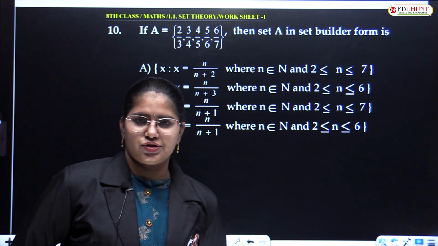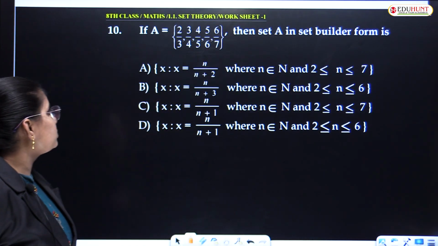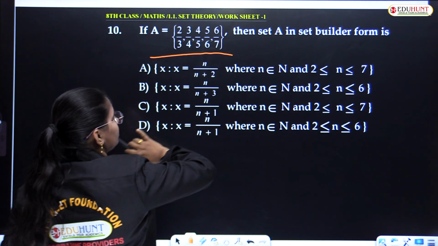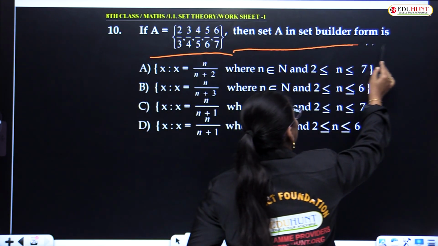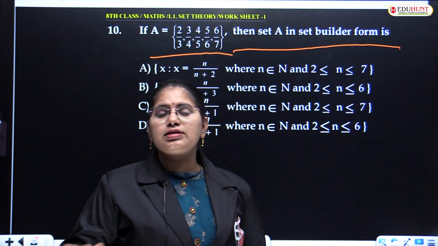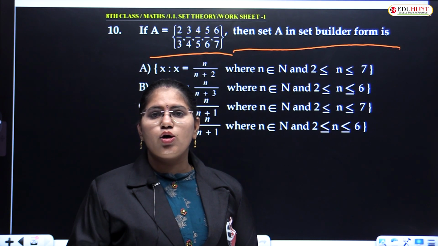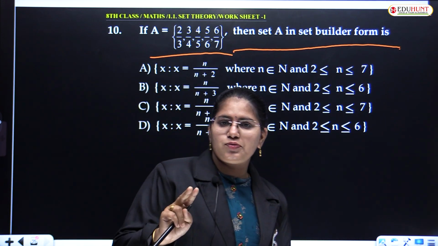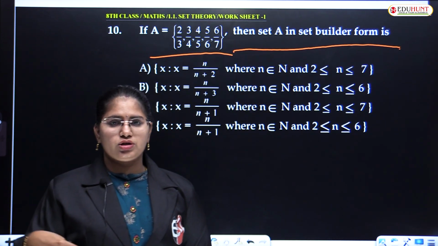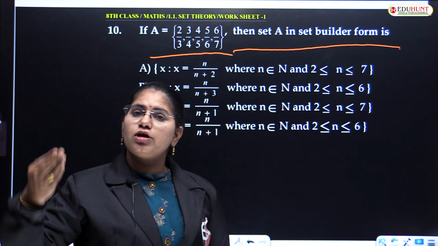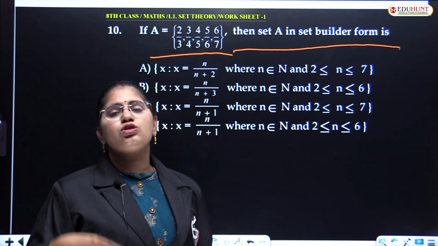Here comes the next question. If A is equal to some set they have given, this time they gave you the set and then set A in a set builder form. A very good question. This question belongs to the types of sets. I told you there are two types: one is set builder form, the other is roster form. So up to the previous question, I have started writing the elements of a given set.